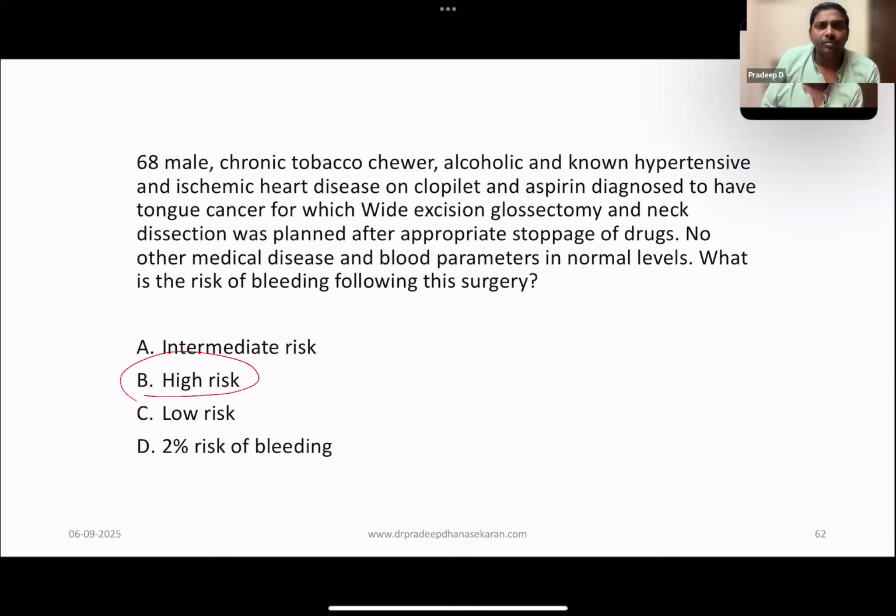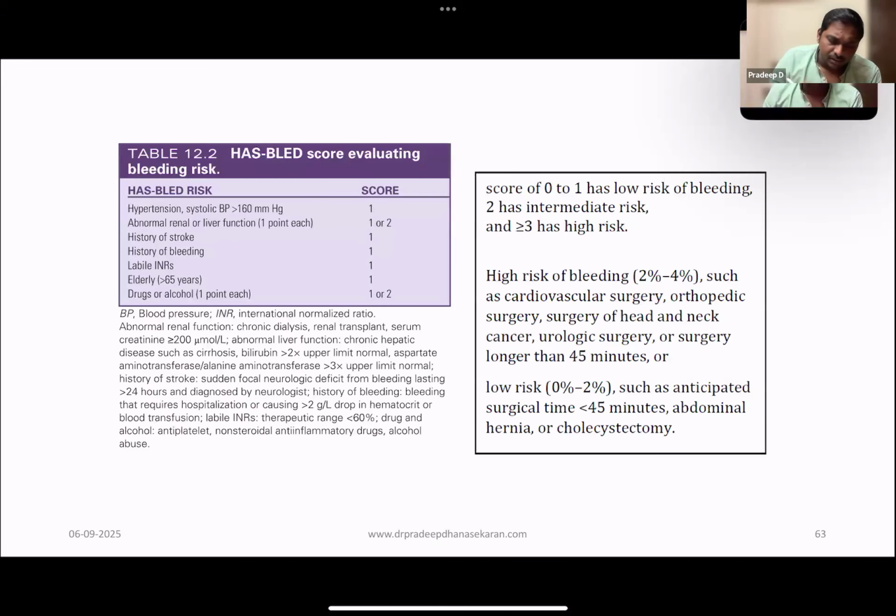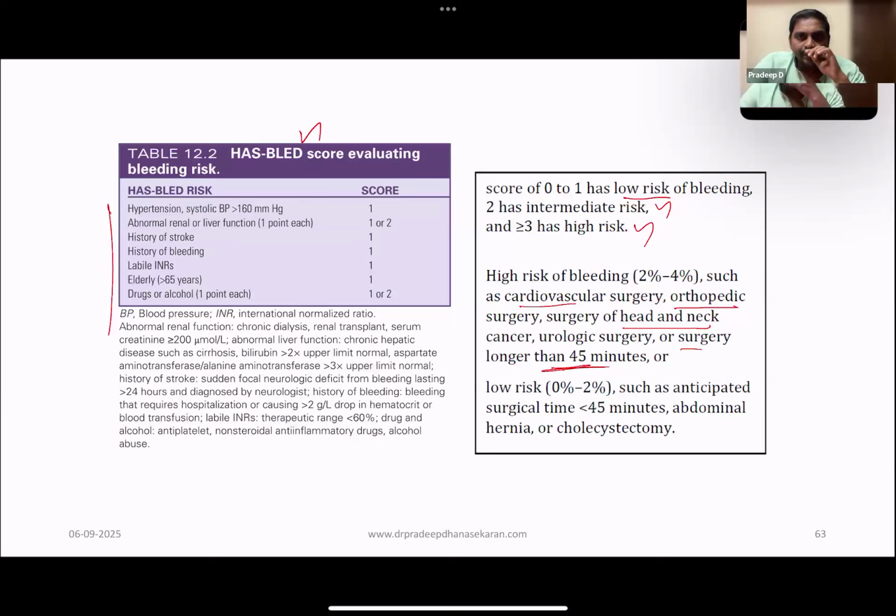But this question has been framed based on a bleeding risk score that is called the BLOOD score, evaluating the bleeding risk post surgery. These are the following parameters. A score of 0 to 1 has a low risk of bleeding, whereas a score of 2 has an intermediate risk, and 3 or more has a high risk of bleeding. High risk of bleeding surgeries include cardiovascular surgery, orthopedic surgery, head and neck surgery, or any surgery of more than 45 minutes. Whereas low risk surgeries are hernia, cholecystectomy, or surgeries less than 45 minutes.